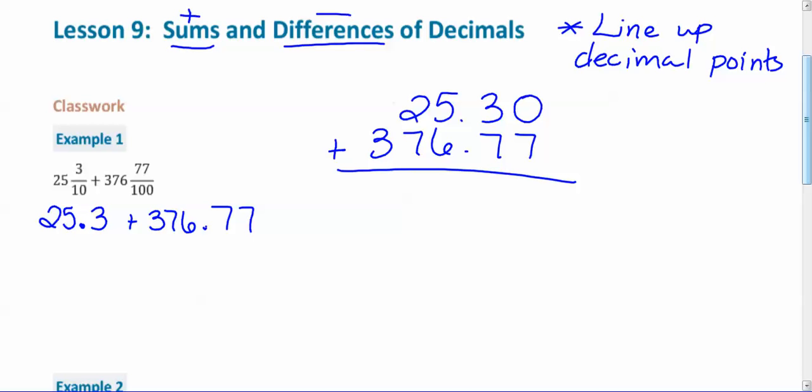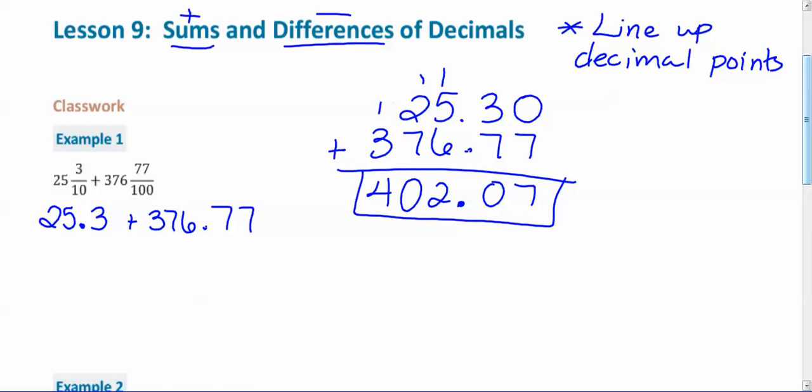We're going to go ahead and add 0 plus 7 is 7, 3 plus 7 is 10. Carry the 1. Before I go any further though, I've got a decimal point that I need to bring straight down. 1 plus 5 is 6. 6 plus 6 is 12. Carry your 1. 1 plus 2 is 3. 3 plus 7 is 10. Carry your 1. 1 plus 3 is 4. So your answer should be 402 and 7/100.